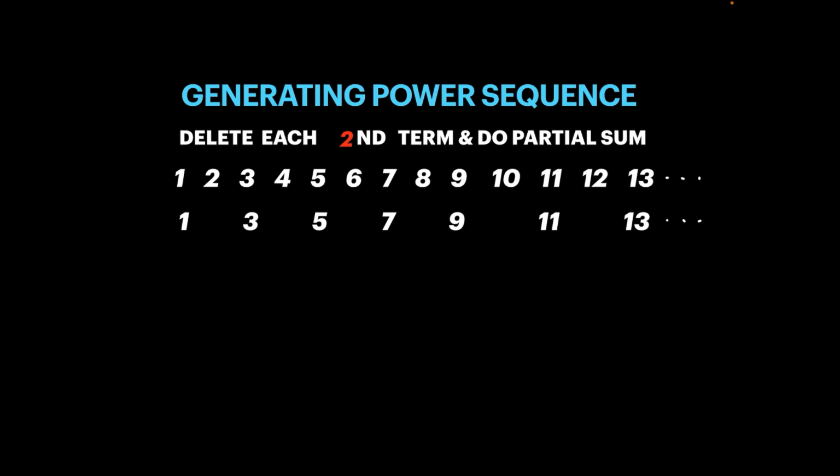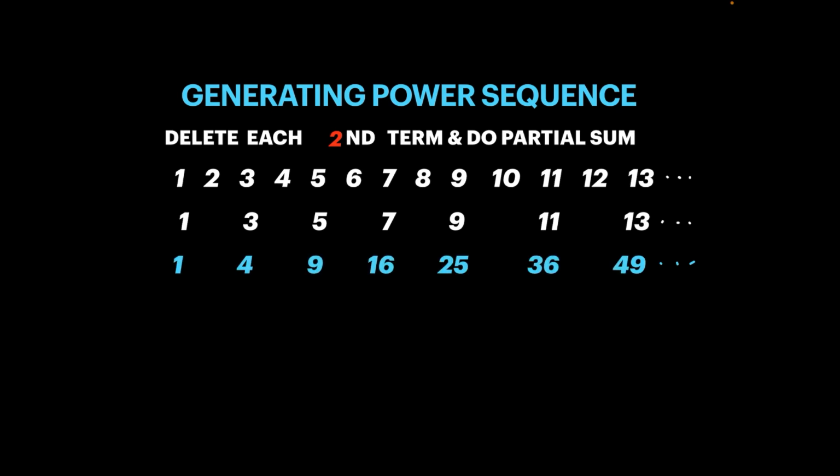next after doing partial sum we will get the sequence 1, then 1 plus 3 equal to 4, then 4 plus 5 equal to 9, then 9 plus 7 is 16, and then 16 plus 9 is 25, and then 25 plus 11 is 36, and then 36 plus 13 is 49. So in this way we compute the partial sum of the sequence, and then we get the sequence 1, 4, 9, 16, 25, 36, 49.